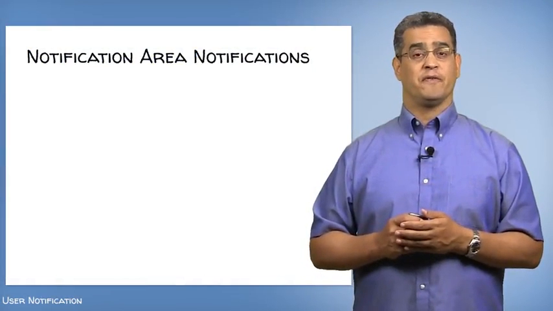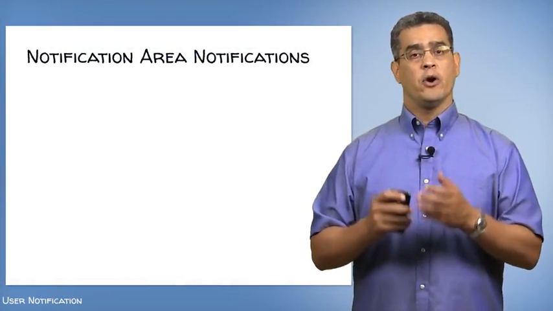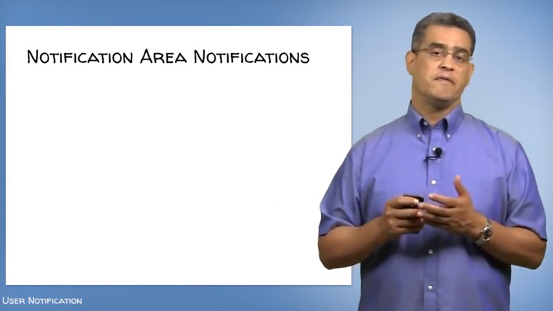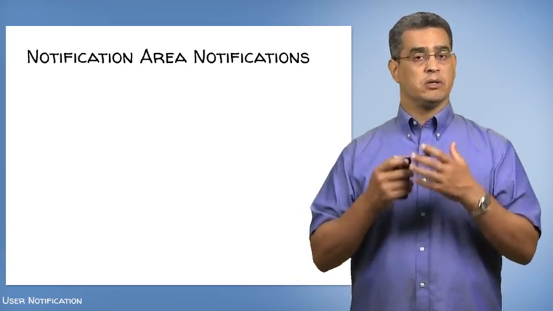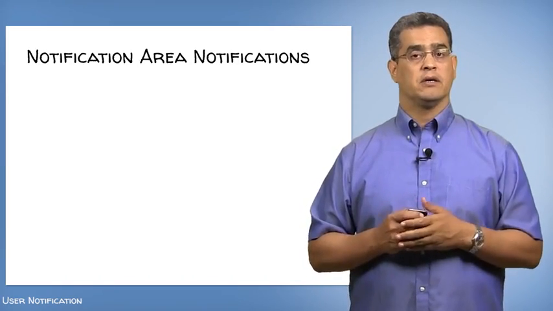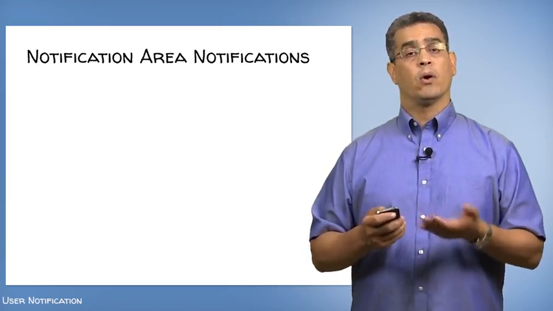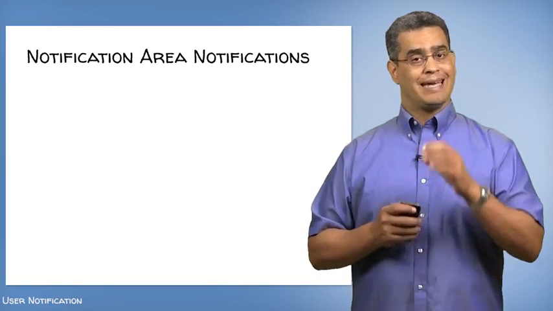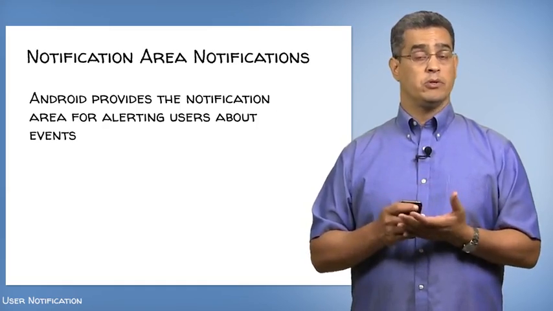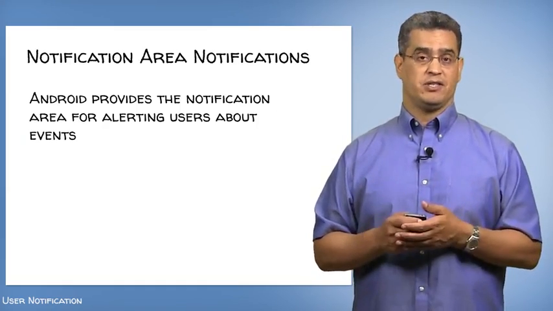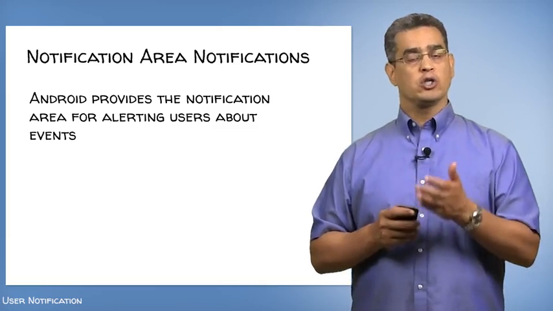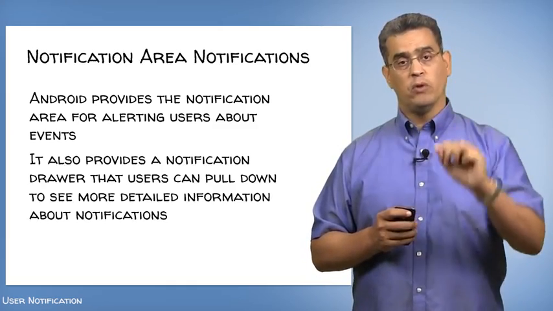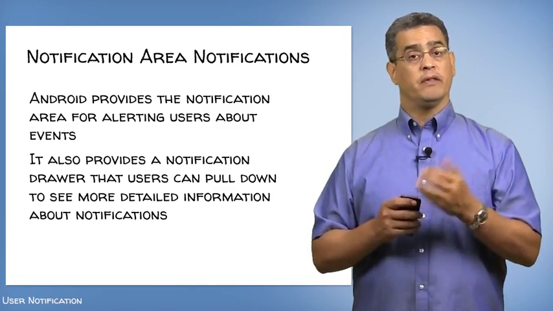The other kind of user notification that we'll talk about in this lesson are notifications that appear in the notification area. And as I said earlier, this kind of user notification appears in the system-controlled area at the top of the device, called the notification area or the status bar. Applications and the Android system itself can use this area to inform users about the occurrence of various events. The notification area also provides a user interface element called a drawer, and the user can pull down on the notification area to open the drawer.